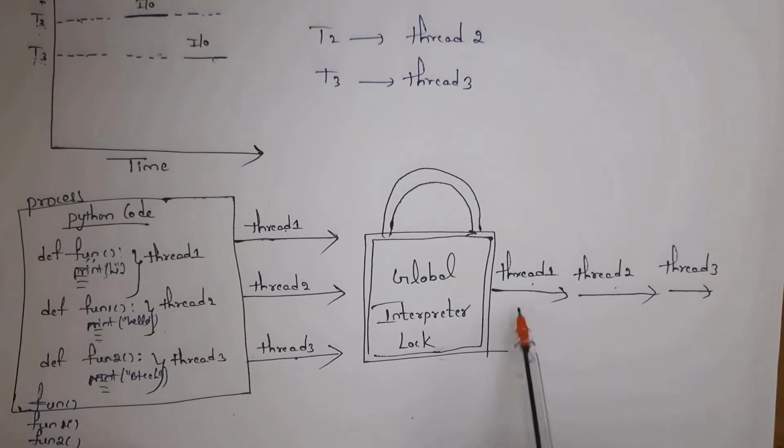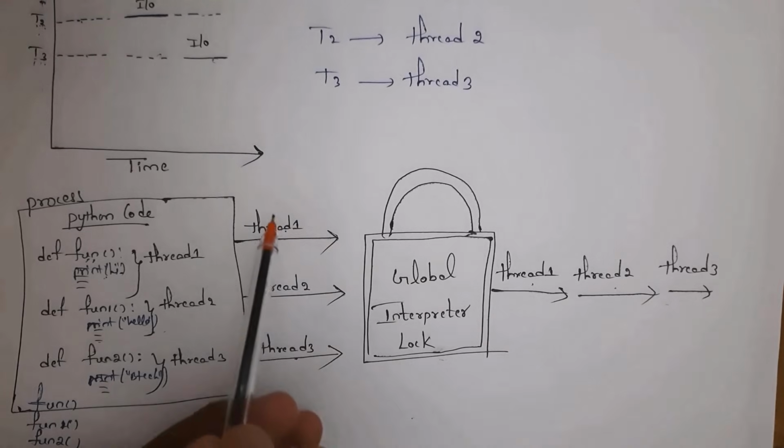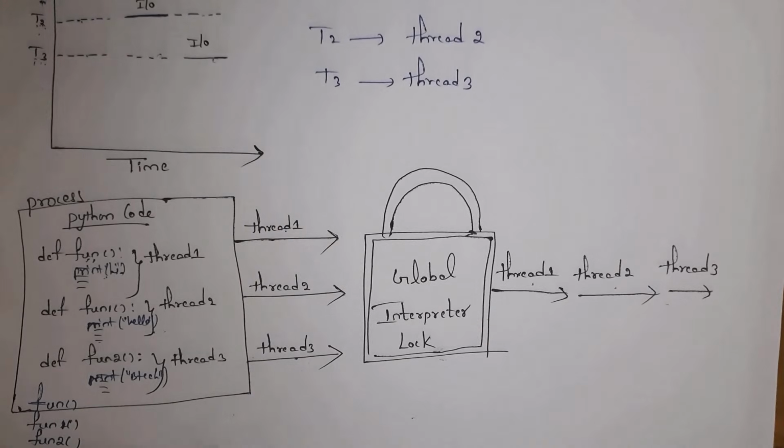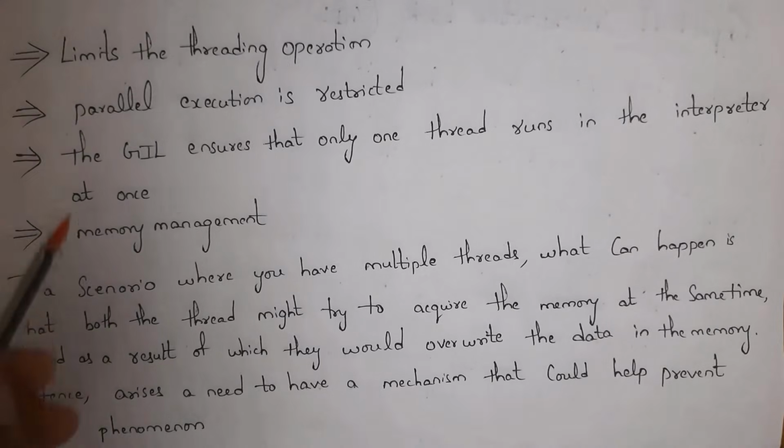Guys, this is known as serial execution. And if we execute all these threads at a time, we call it parallel execution. So the global interpreter lock will avoid parallel execution and it will strictly follow serial execution. These are the uses of the global interpreter lock.